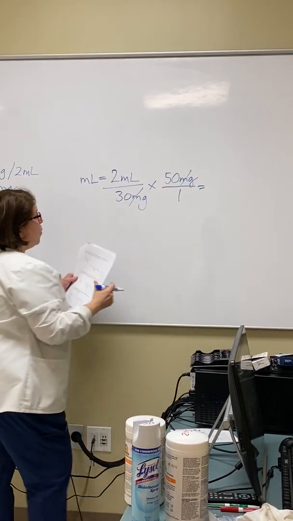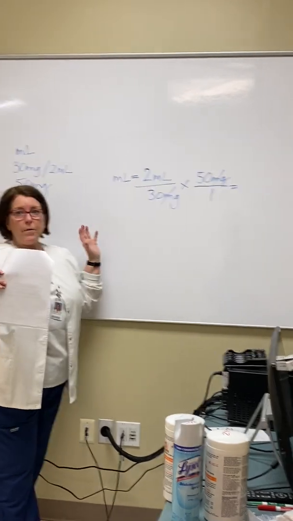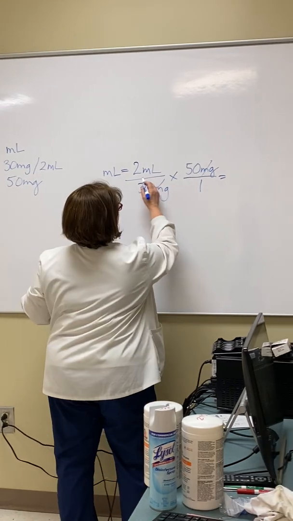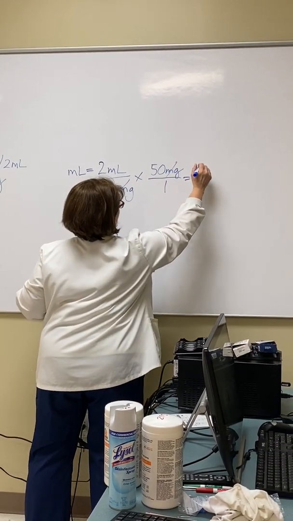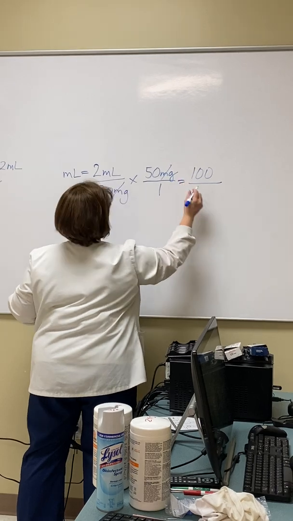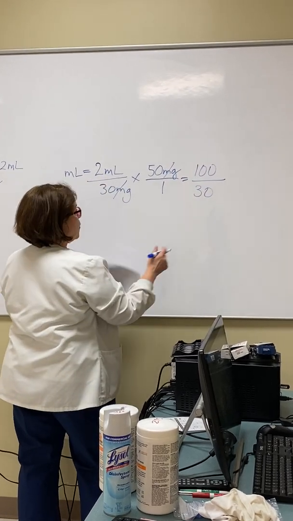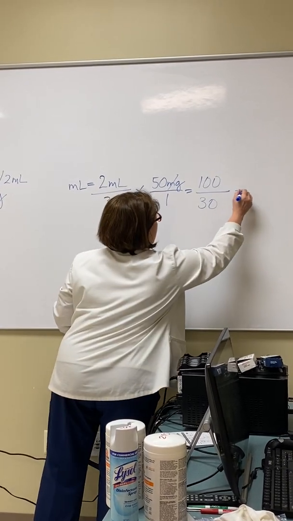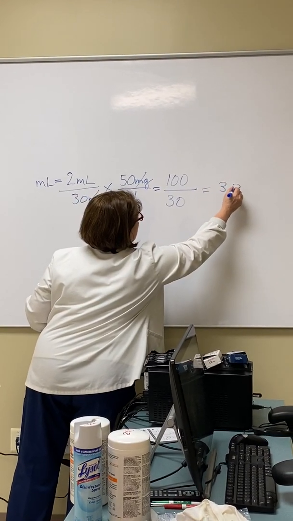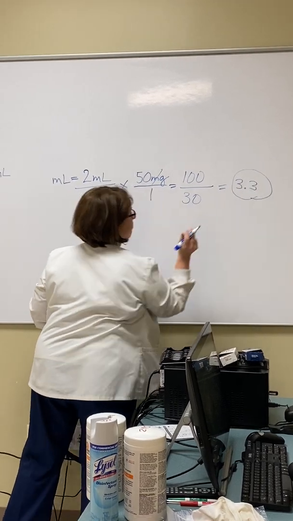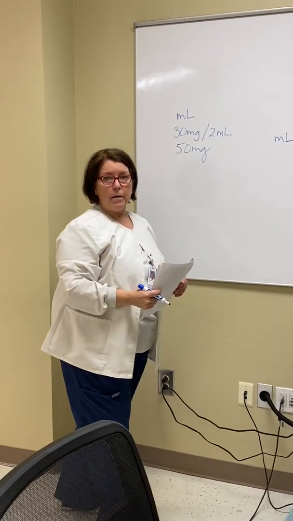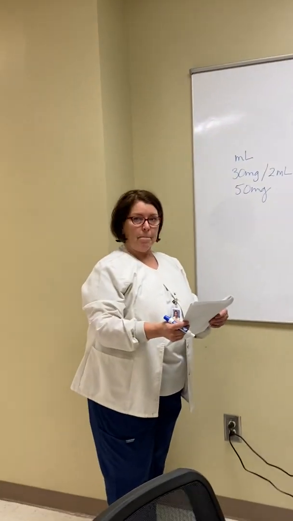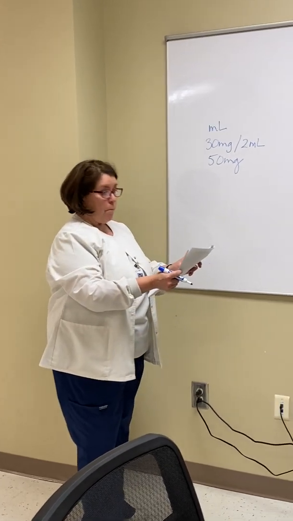Milligram, milligram. One thing that I didn't mention, your answer label is never going to have a match, all right? So what we've got, 2 times 50 is 100, divided by 30. And the answer is probably a roundable answer. We round to the nearest tenth, so the answer is 3.3. All right? One more. Okay, let's do number 3.